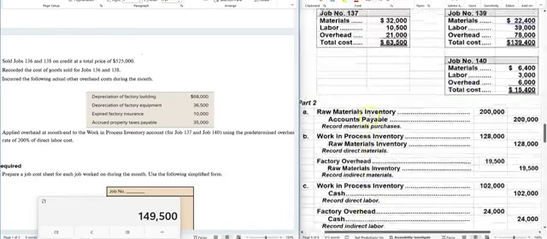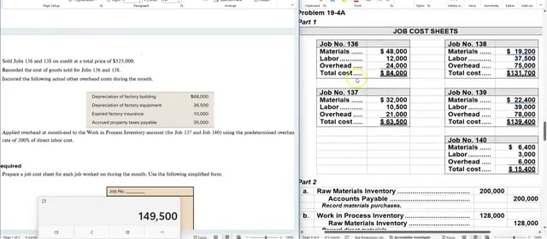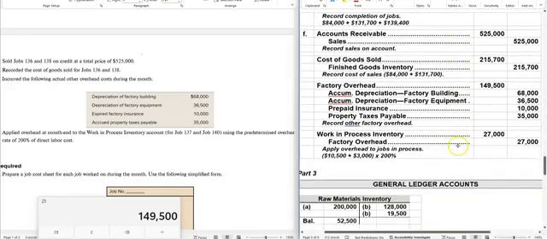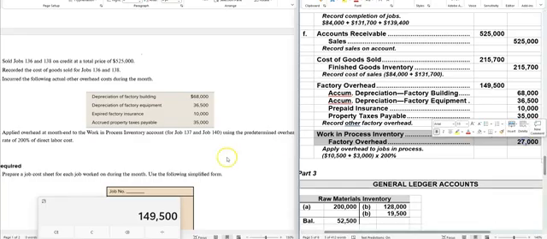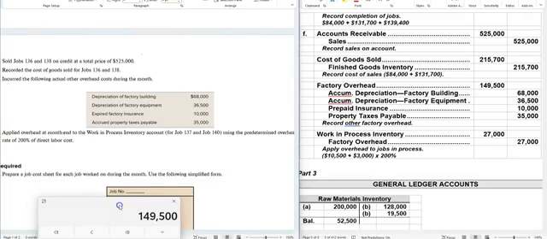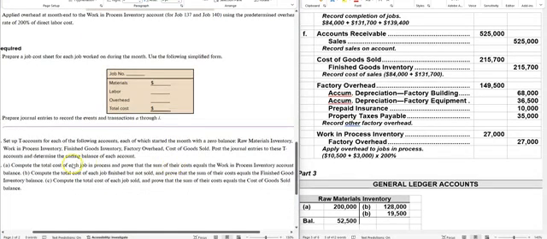So if we're going to apply overhead, we need to know what the labor costs were for 137, which was 10,500, and 140, which was 3,000. So adding those 2 together, multiply it by our predetermined overhead rate of 200%. We are going to apply an estimate, debit work in process for 27 grand, and then we credit factory overhead for our estimate. Okay. All right, let's see what we want to do next.